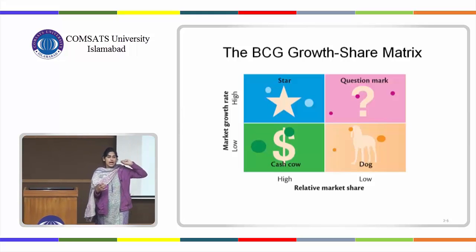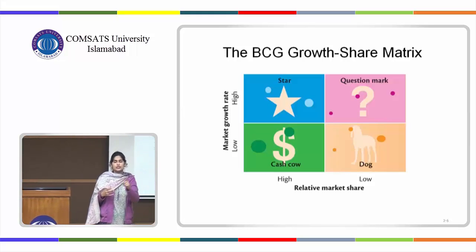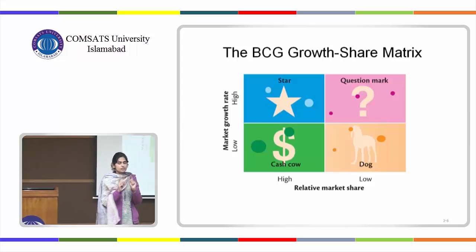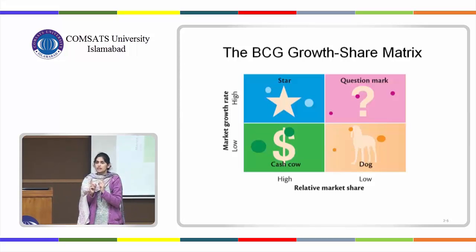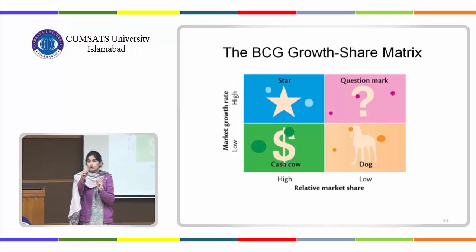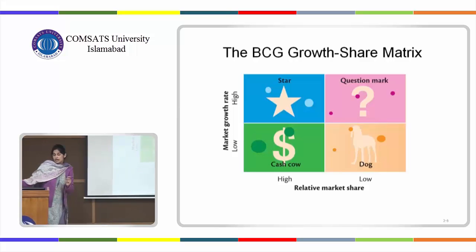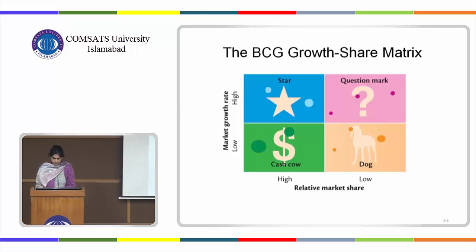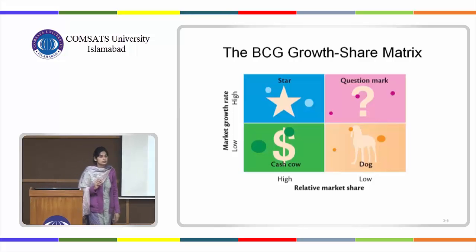For instance, star is a quadrant where there is high market growth and high market share. That means it needs continuous injection of money so that it can sustain the growth and deal with the competition that it is currently in, right? So that is star.